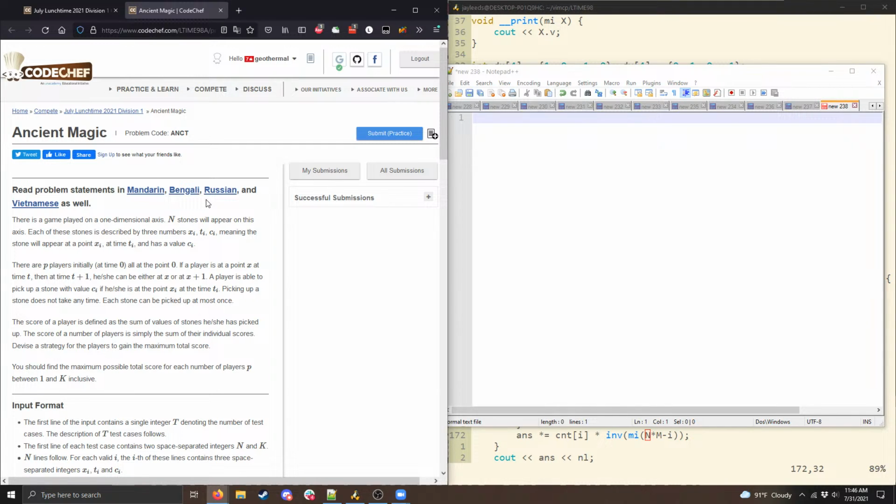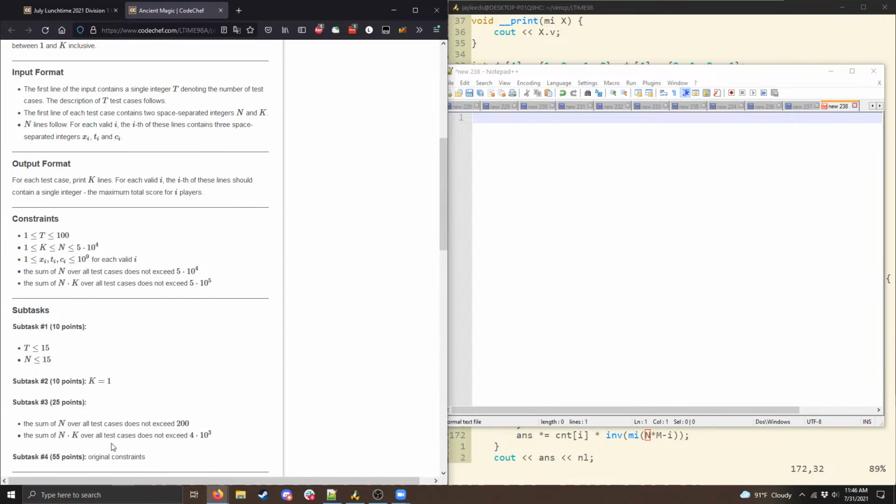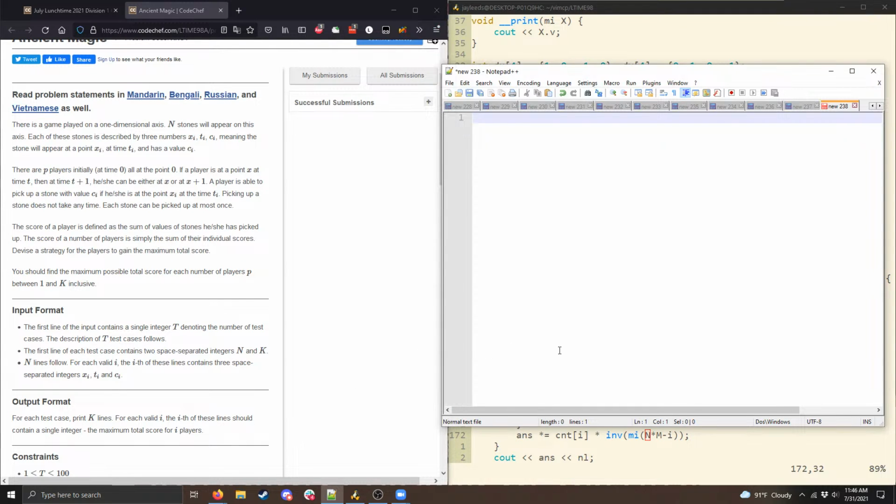And so the player is able to pick up a stone if they're at the given point at the given time. Each stone can be picked up at most once, and the score of the player is the sum of the values of all their stones. We need to find the maximum possible total score for each number of players p from 1 to k inclusive. Okay, now there are 3 subtasks here before the original constraints, and I actually ended up writing different solutions for each of them. But let's go through a quick observation first.